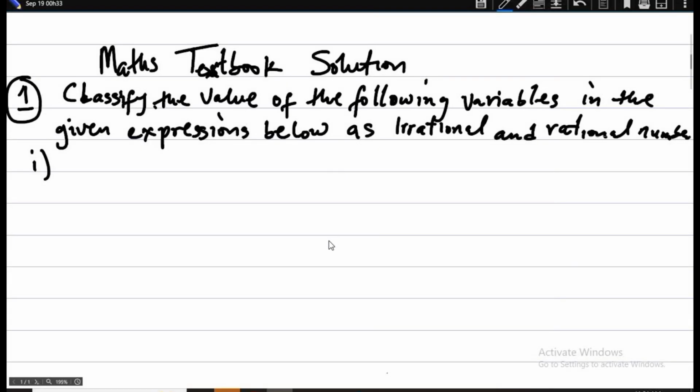All right, let us solve this math textbook solution. The first question says we should classify the following as either rational or irrational number.